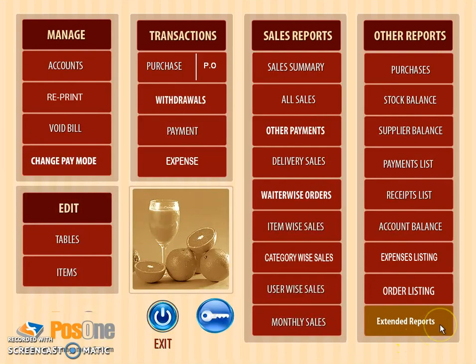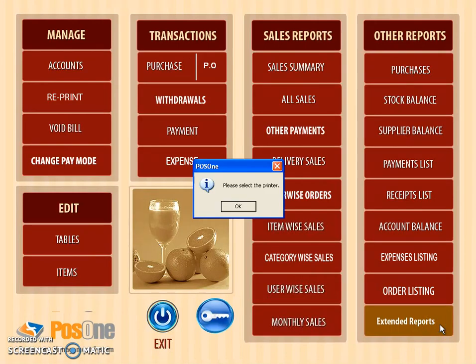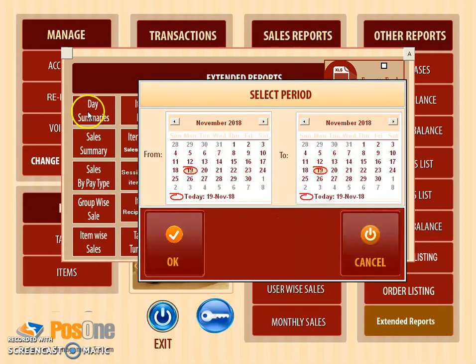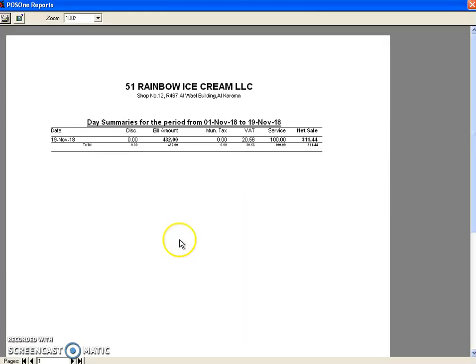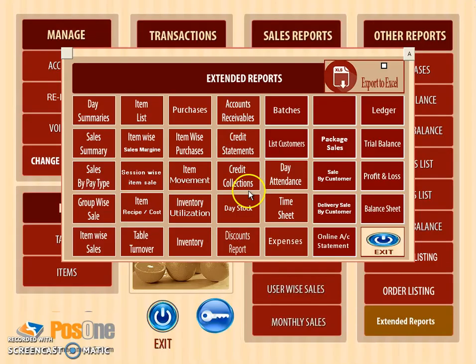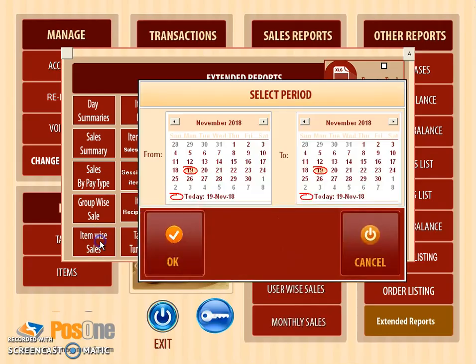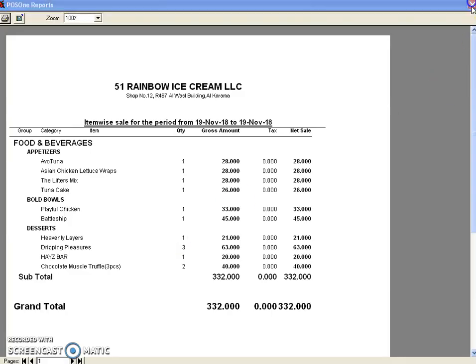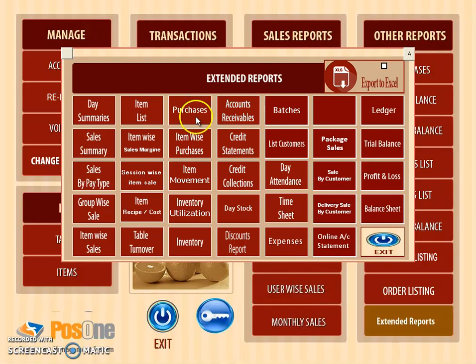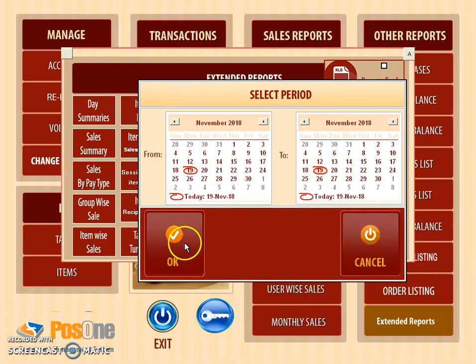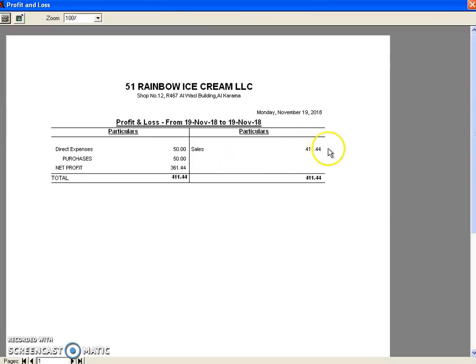Moreover, there is a financial statement part in the extended report, where you will see all the other related things. This is the day summary for different periods: the total amount collected and the net sale that happened. Then there is item sale as well. Then you can have your profit and loss account for today. The sale was 411 total, and you had an expense of 50. The net profit is 361.